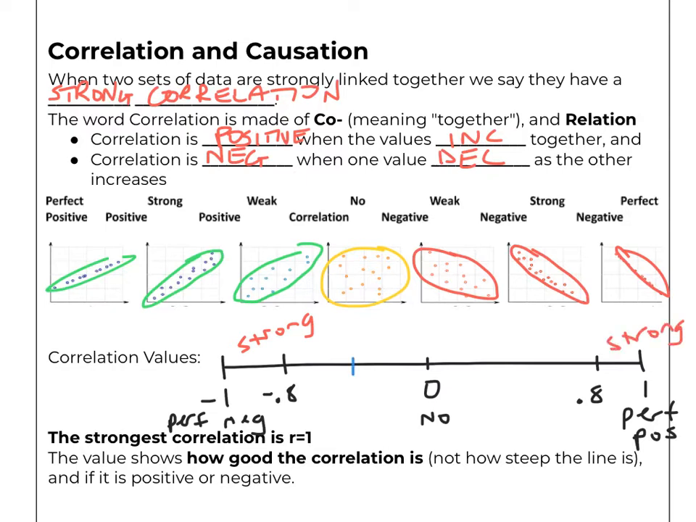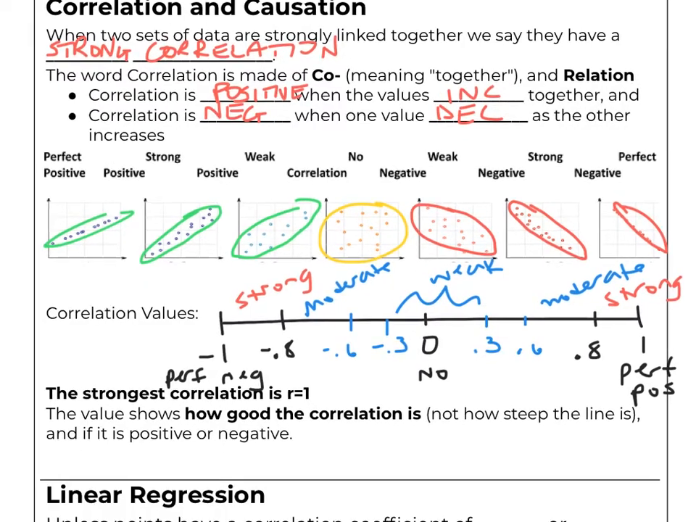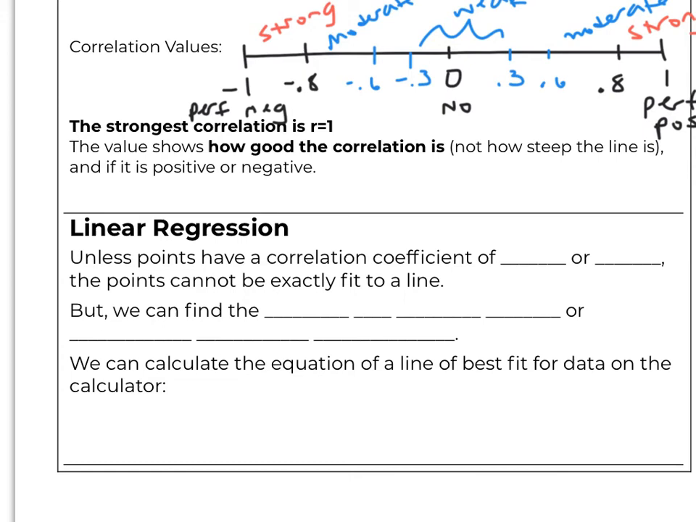And maybe around -0.6 and +0.6, we would say moderate. And then we kind of go to weak. Usually, they'll give you something really strongly one way or the other if we're talking about numbers. The strongest correlation is 1.